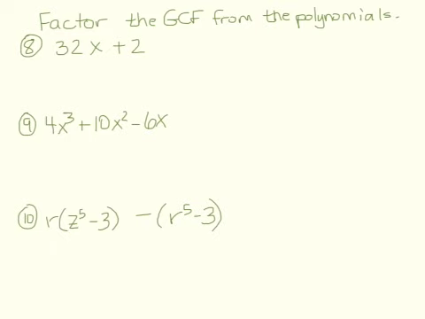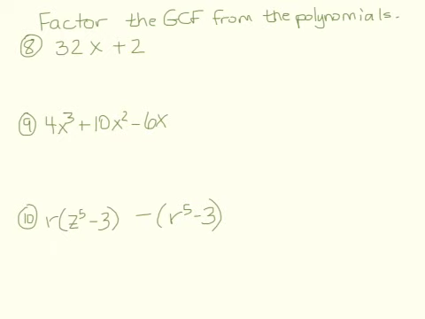Okay, so we found the greatest common factor so that we can continue on here by factoring, which is really our main objective for today. We want to factor the greatest common factor from these polynomials. Now remember, a polynomial just means more than one term. And so these terms are not alike, and so there's more than one term here. I've got the term 32x and the term 2. So I want to find the greatest common factor of 32x and 2.